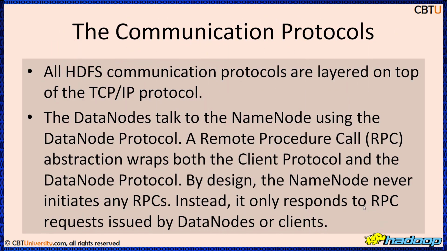All HDFS communication protocols are layered on top of the TCP/IP protocol. A client establishes a connection to the configurable TCP port on the Namenode machine. It talks the client protocol with the Namenode. Datanodes talk to the Namenode using the Datanode protocol. An RPC abstraction wraps both the client protocol and the Datanode protocol. The Namenode never initiates any RPCs and only responds to RPC requests issued by the Datanodes or clients.